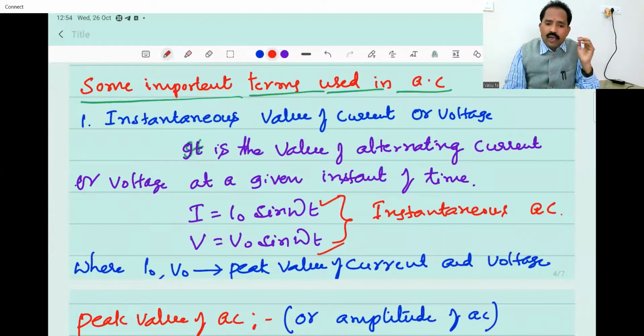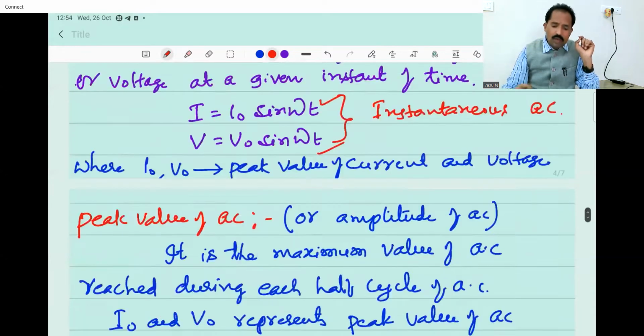Now, what are I naught and V naught? They represent the peak value of current and voltage. Okay, if you are asked in 1 mark or 2 marks, you must write this definition. So if asked to define the instantaneous value, it is the value of AC, or alternating current or voltage, at a given instant of time. So how are they represented? I is equal to I naught sin omega t and V is equal to V naught sin omega t. Here I and V are called the instantaneous value of AC.